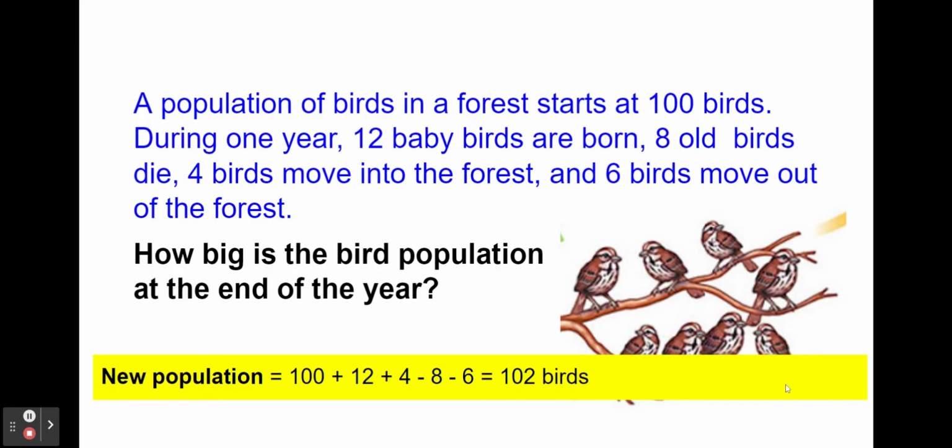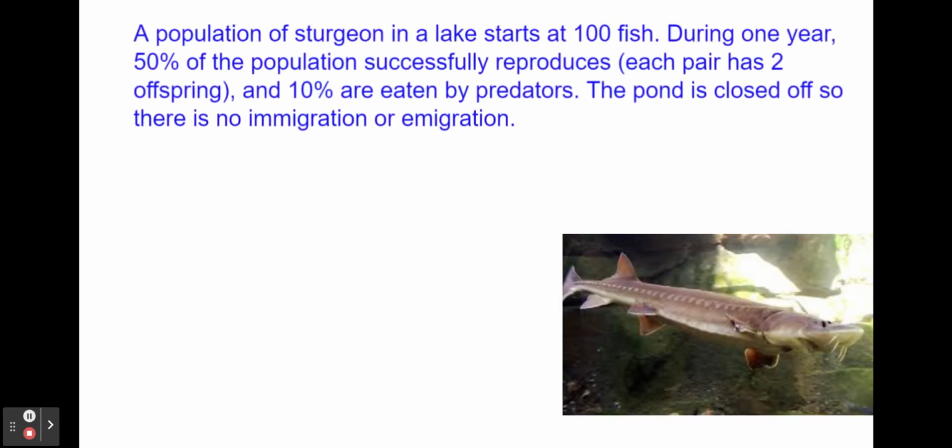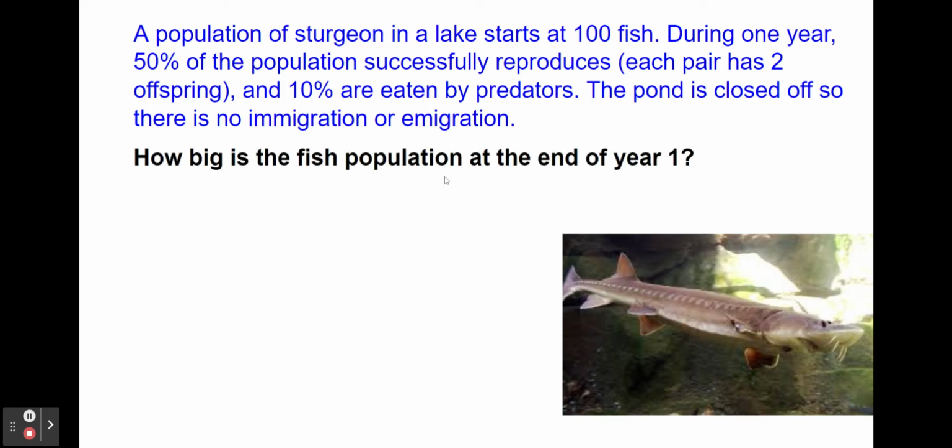Let's look at another example with fish. This part's in blue, so you just need to read it, but then we will have a question in black. A population of sturgeon, that is this fish species, in a lake starts at 100 fish. During 1 year, 50% of the population successfully reproduces. Each pair has 2 offspring. That means that 50% of the population has 1 baby, and 10% are eaten by predators. The pond is closed off, so there is no immigration or emigration.